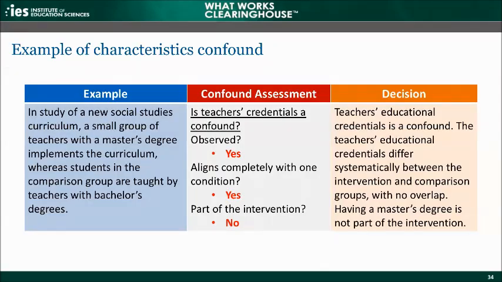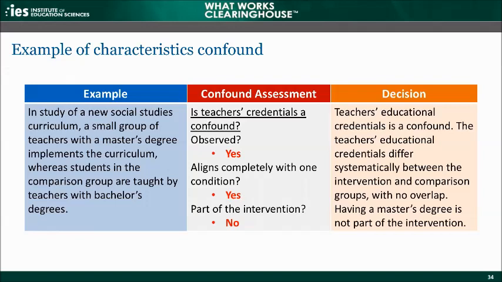So you're already familiar with this format where we have the description on the left, our filter in the middle, and the decision about the presence or the absence of the confound on the right-hand side of your screen. So in this example, consider a study of a new social studies curriculum in which a small group of teachers with a master's degree implements the curriculum. Students in the comparison group are taught by teachers with bachelor's degrees. The question is whether teachers' master's degrees in the intervention condition is a confound.